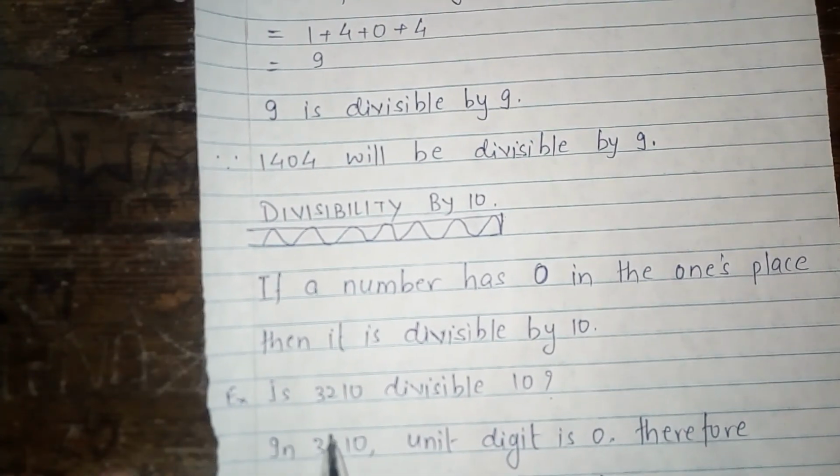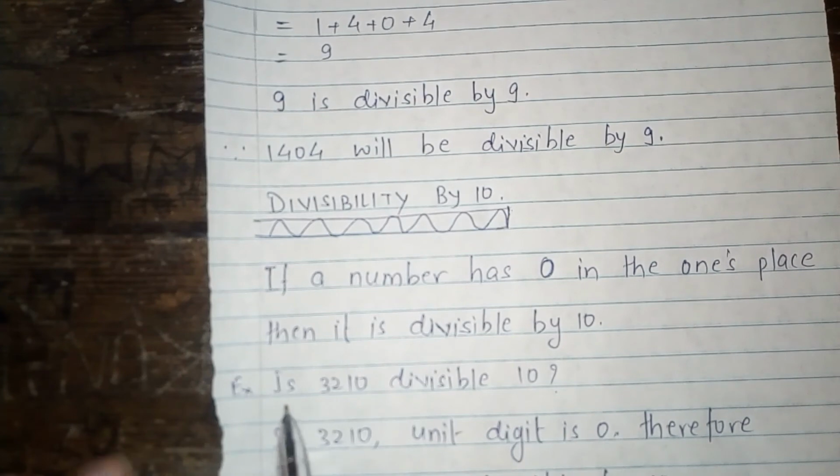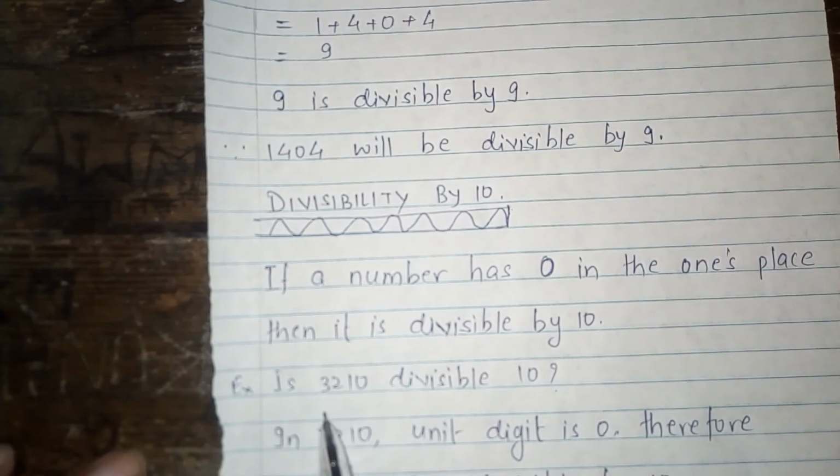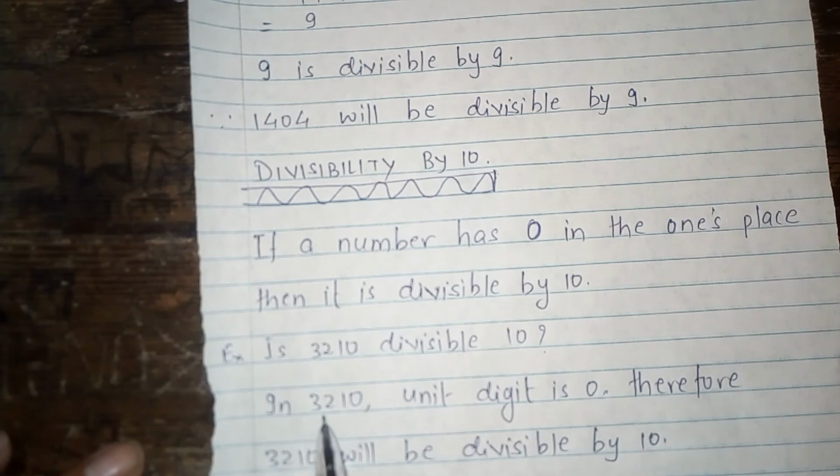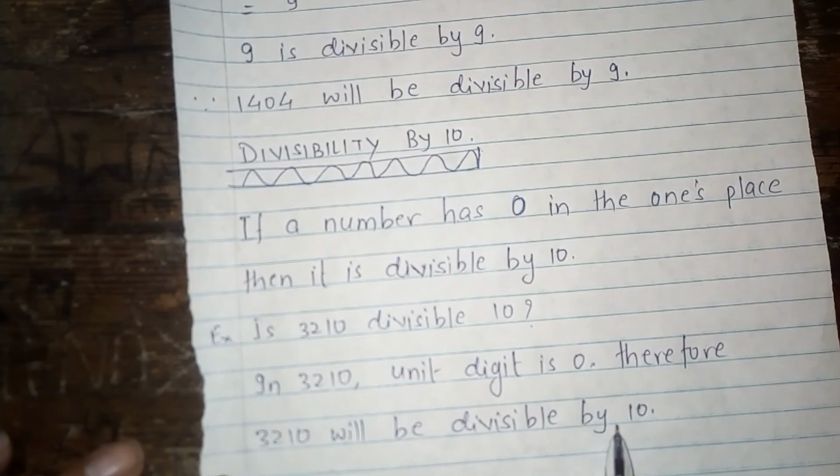I want to give one example for you. Suppose you have the number 3210. Is 3210 divisible by 10? The meaning is, will 3210 be divisible by 10 or not? How? Look here. As you are looking at 3210, the unit digit is 0. Therefore 3210 will be divisible by 10.